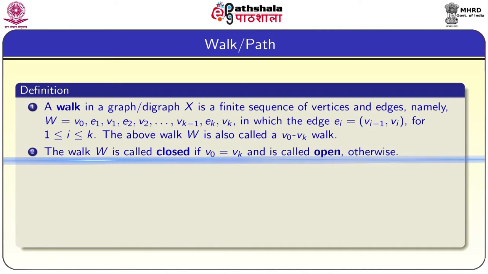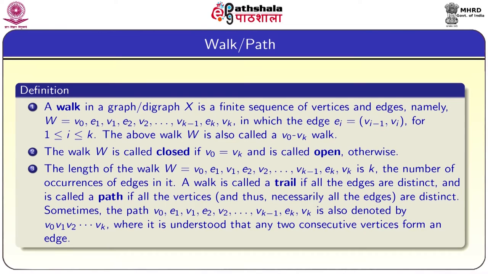The walk W is called closed if v0 is equal to vk, that means the initial vertex equals the final vertex, and is called open otherwise. The length of the walk W = v0, e1, v1, e2, v2 and so on, v(k-1), ek, vk is k, that is the number of occurrences of edges in it. A walk is called a trail if all edges are distinct, and is called a path if all vertices are distinct. Sometimes the path v0, e1, v1 and so on, ek, vk is also denoted simply as v0, v1 and so on, vk. That means that there is a path from v0 to vk, where it is understood that any two consecutive vertices form an edge.